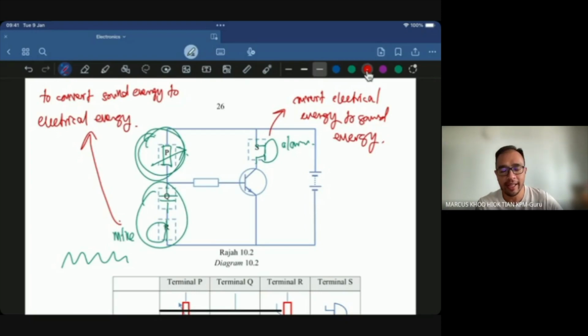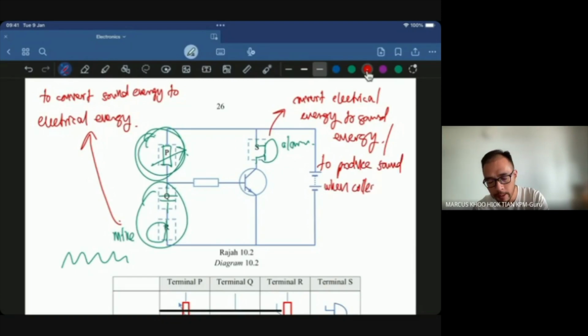Yeah, I know the function of the alarm is actually to ring when the collector current flows. I think, okay, fine: to produce sound when collector current flows. And this also is a possible answer.